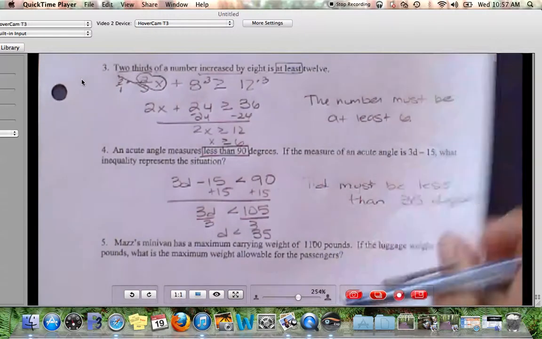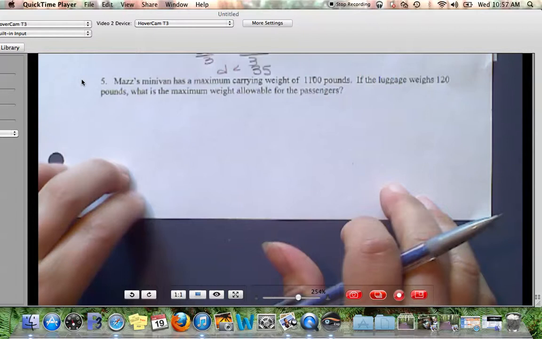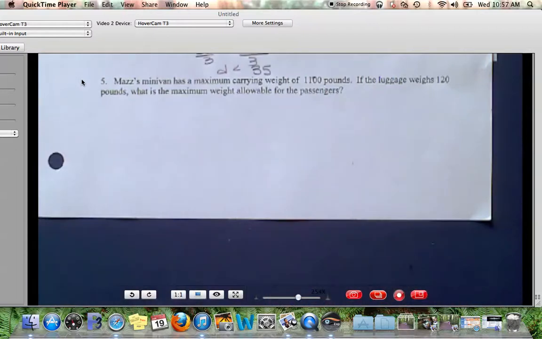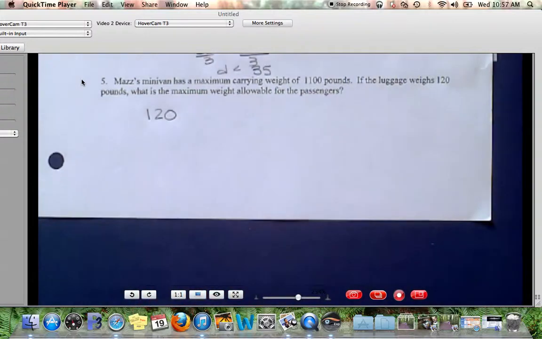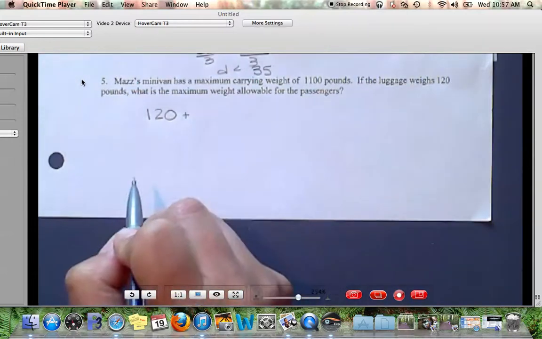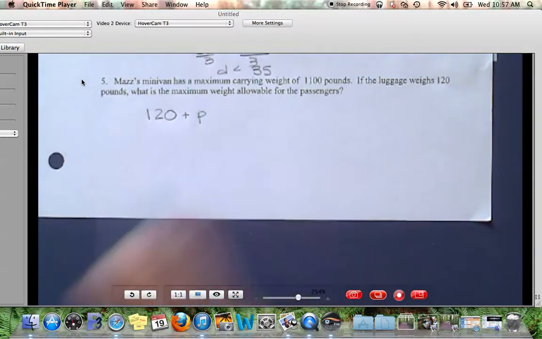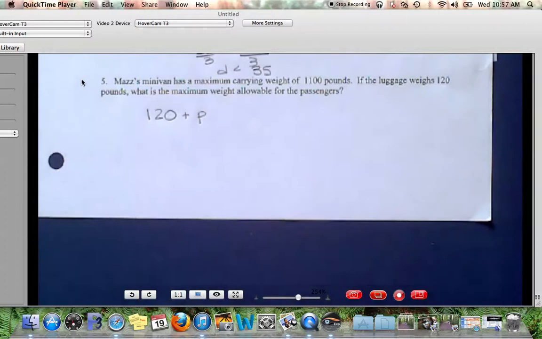The last one, Maz's minivan has a maximum carrying weight of 1,100 pounds. If the luggage weighs 120 pounds, what is the maximum weight allowable for the passengers? All right, let's talk about what we know. We know the luggage weighs 120 pounds. And to that, we need to add the weight of the passengers. And we don't know what the weight of the passengers is. So that's what we're trying to figure out. So we use P to represent the weight of all the passengers.